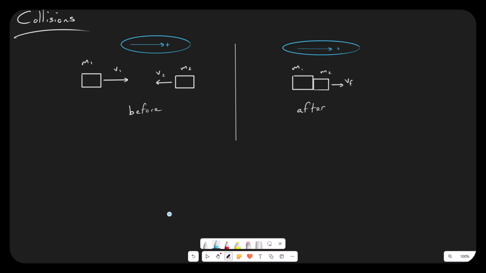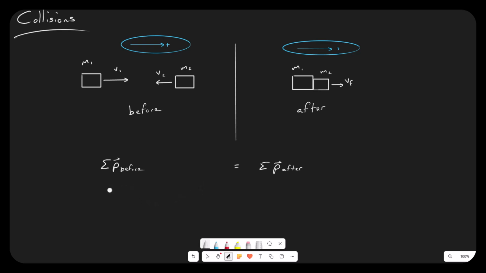And what I'm saying is that my total momentum before the collision is equal to my total momentum after the collision. That's really the entire idea of what I'm doing with collisions.